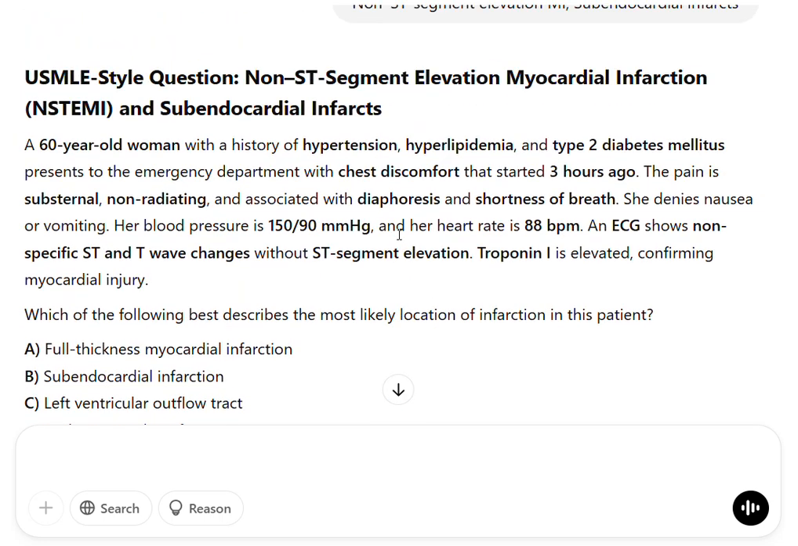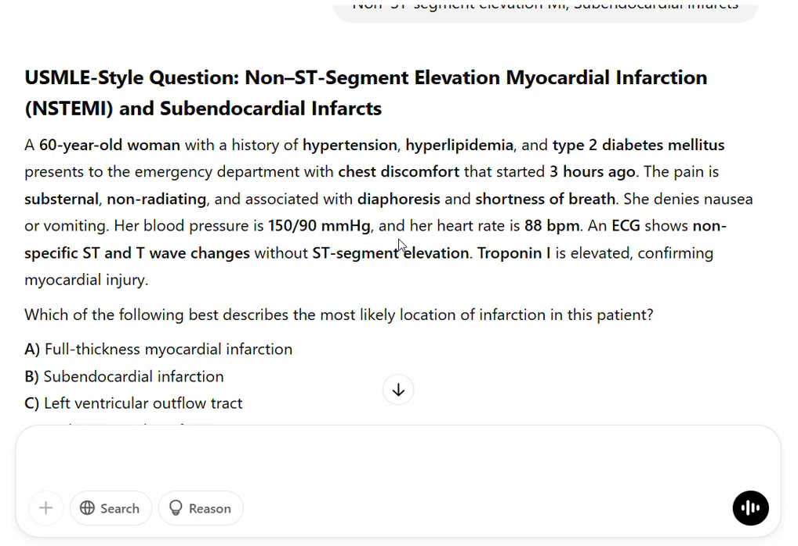USMLE style question: non-ST segment elevation myocardial infarction, NSTEMI, and subendocardial infarcts. A 60-year-old woman with a history of hypertension, hyperlipidemia, and type 2 diabetes mellitus presents to the emergency department with chest discomfort that started 3 hours ago. The pain is substernal, non-radiating, and associated with diaphoresis and shortness of breath. She denies nausea or vomiting.